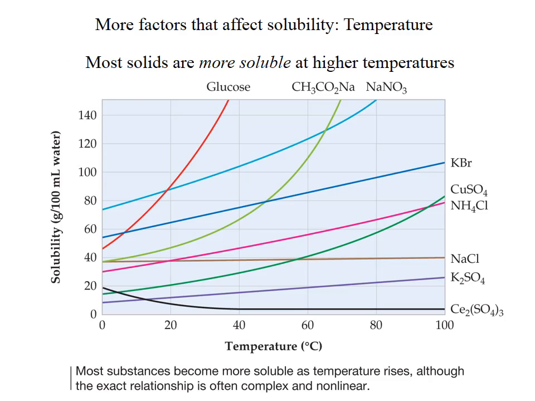A couple of other factors that affect solubility: temperature. Most solids are more soluble at higher temperature. So if you're at home and you want to make some rock candy, then you've learned that you can increase the solubility of sugar by increasing the temperature of the solvent, right? So if you heat it on the stove, more solute goes into the solution. That's true for most solutes, as you can see here. As temperature along X goes up, the solubility along Y tends to go up.